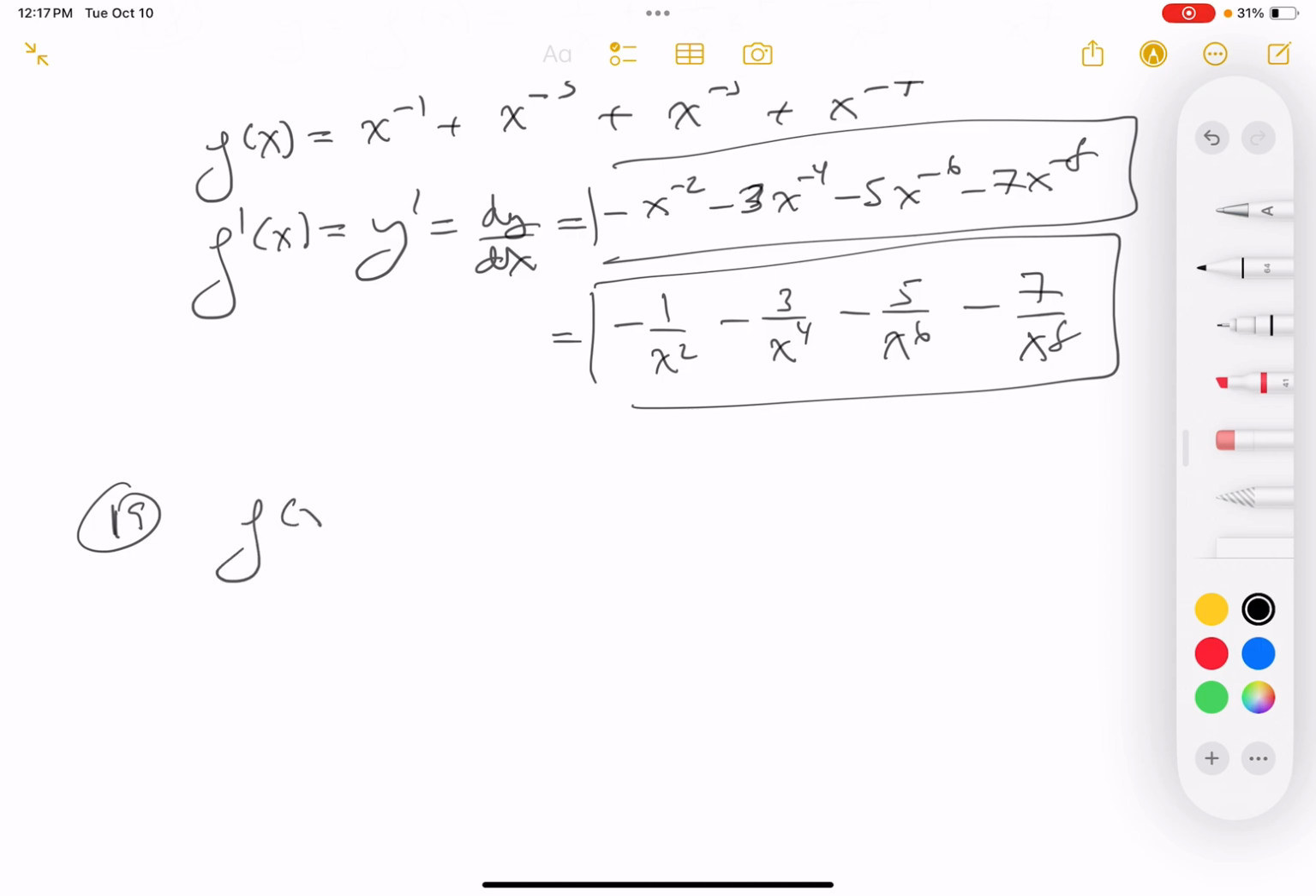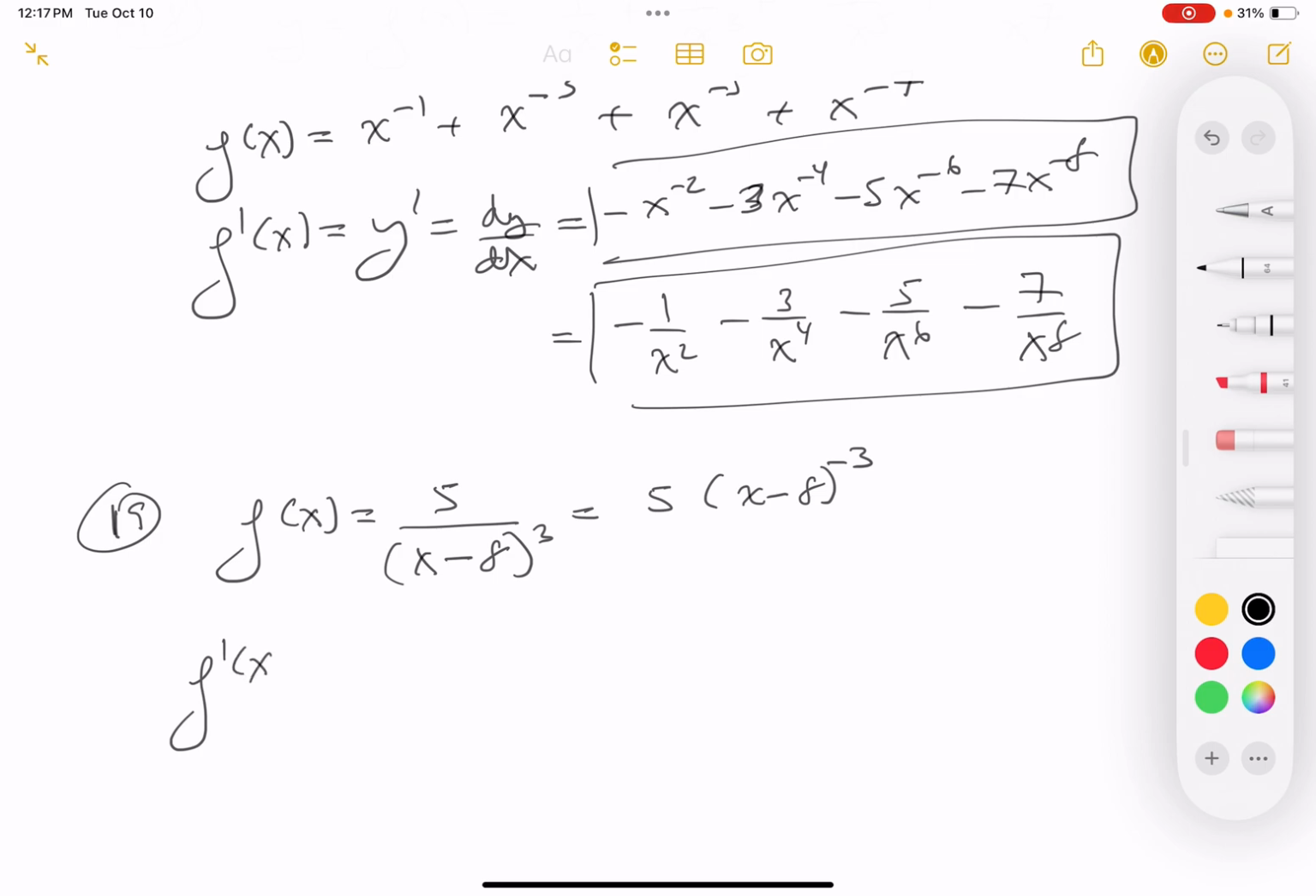And number 19 is f of x equals 5 over (x minus 8) cubed. All right, so I'm looking at this thing over here, and I don't really see a straightforward power rule, but I could write this as 5 times (x minus 8) to the minus 3. That's one thing you could do, by the way. Unfortunately, I have to use the chain rule to do it. So we're using the power rule along with the chain rule.